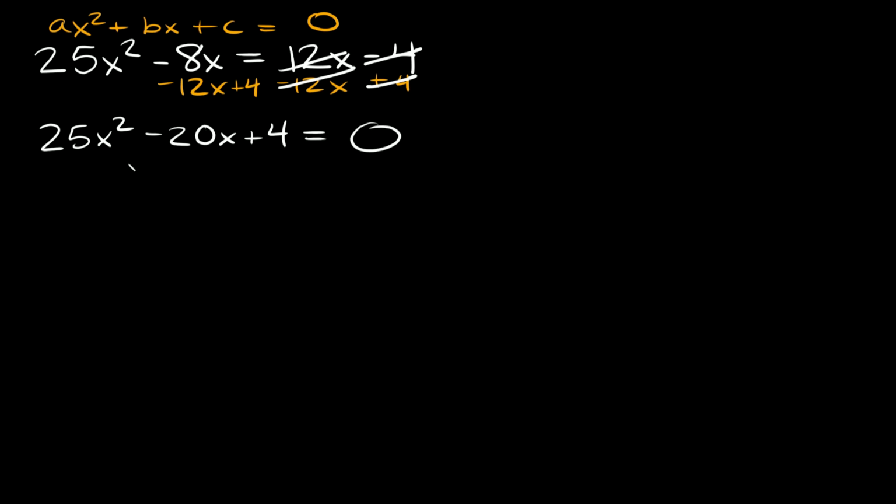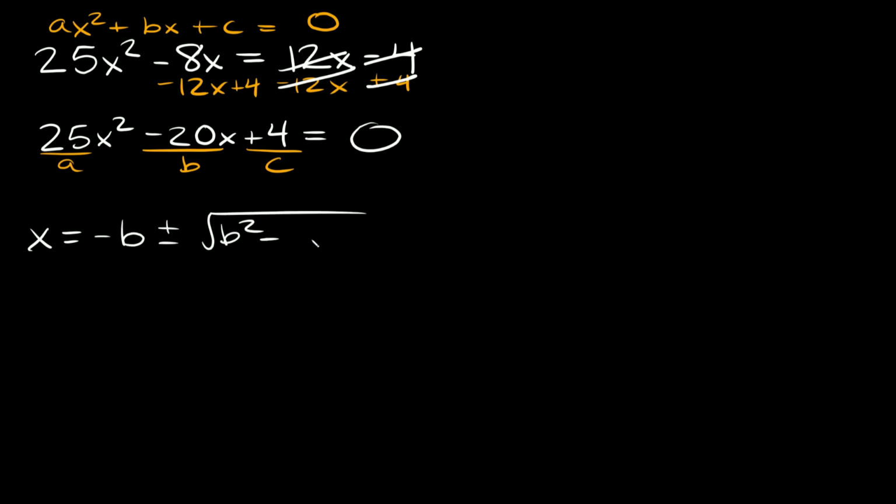So now that it's in standard form, let's identify our a, b, and c values. So this is a, b, and c. Okay, so now that we know what those three are, now we can plug them into our beautiful, amazing formula, the quadratic formula. So x is equal to negative b plus or minus the square root of b squared minus 4ac all over 2a.